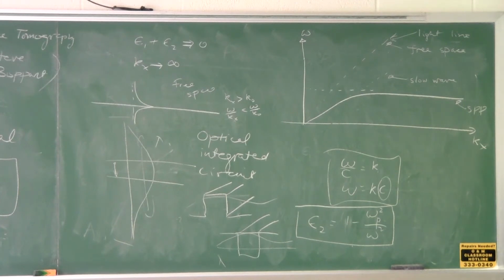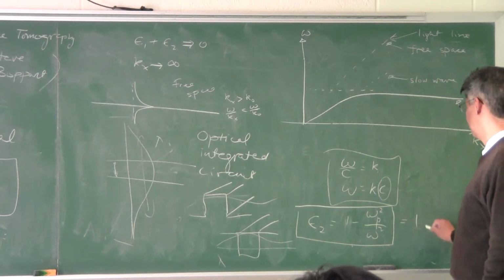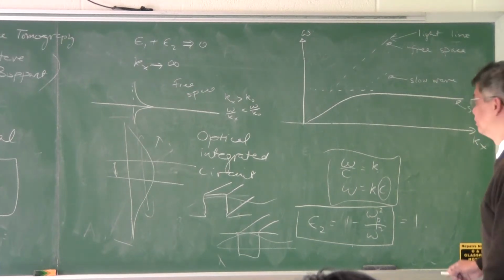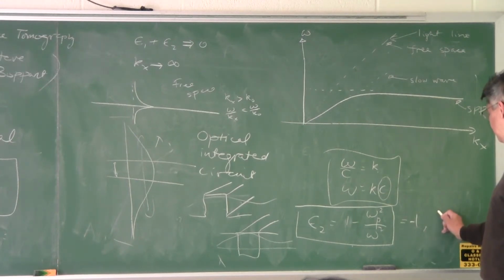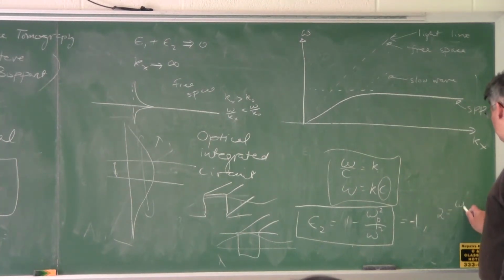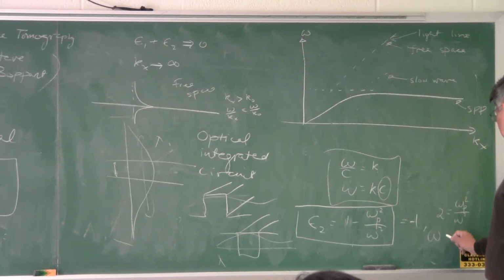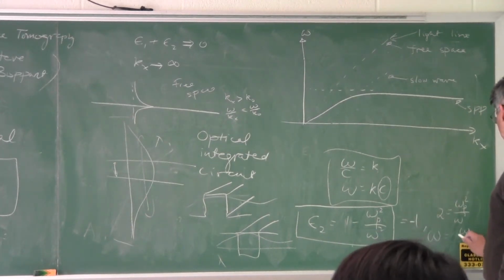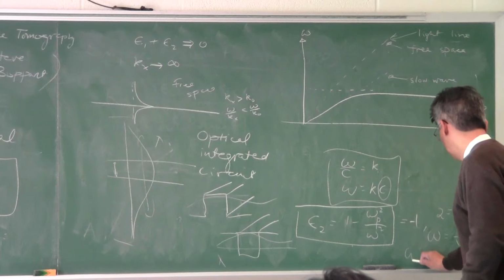For the cold plasma, we assume that everything in the background is equal to this. We want this to be -1. And then if you solve for the frequency, epsilon 2 is equal to 1 minus omega p squared over omega squared, and the frequency at which that happens is omega p over √2. Right? Did I solve it right?